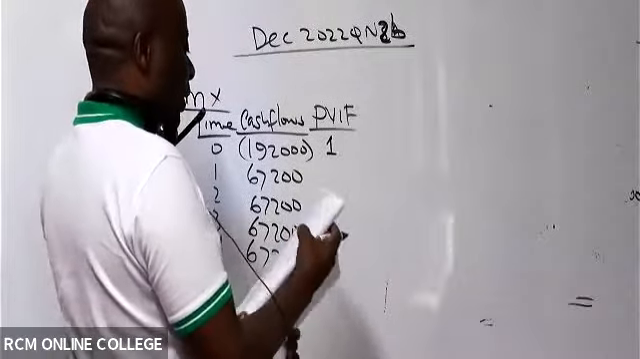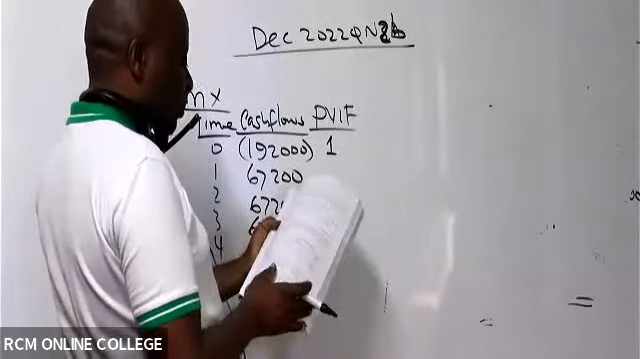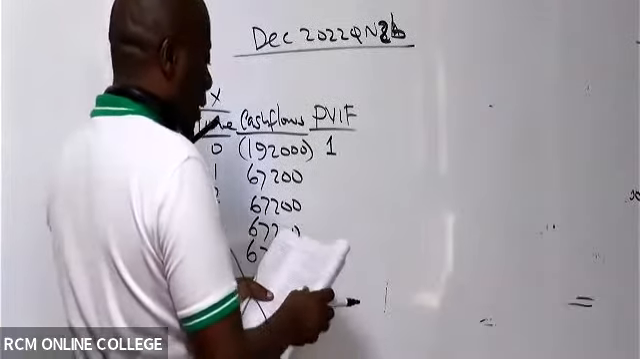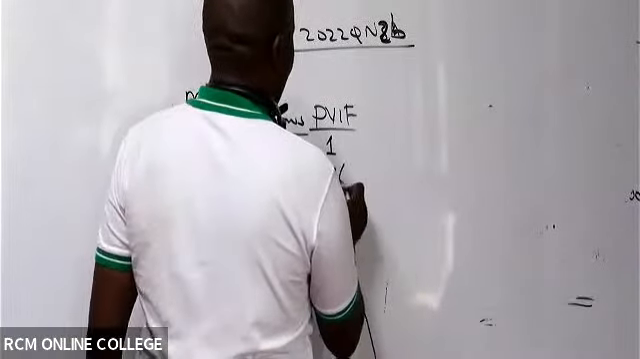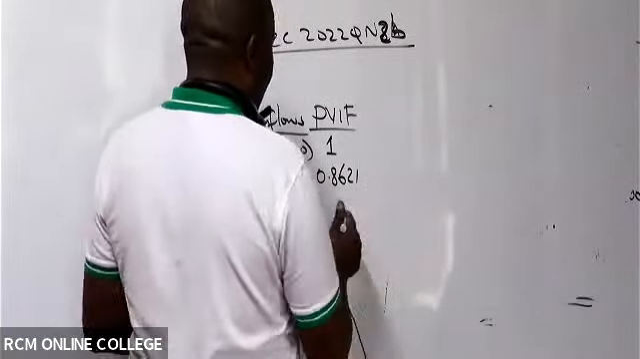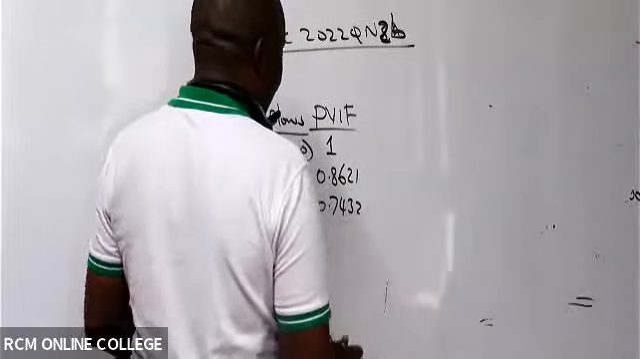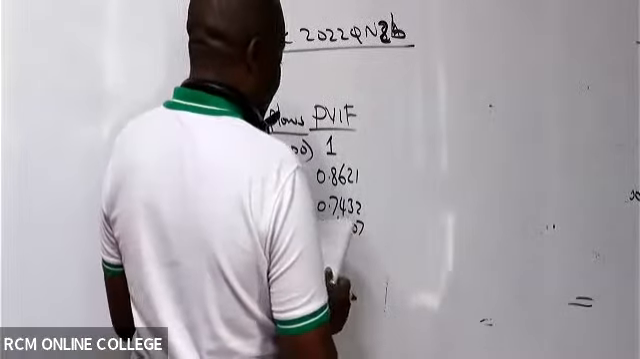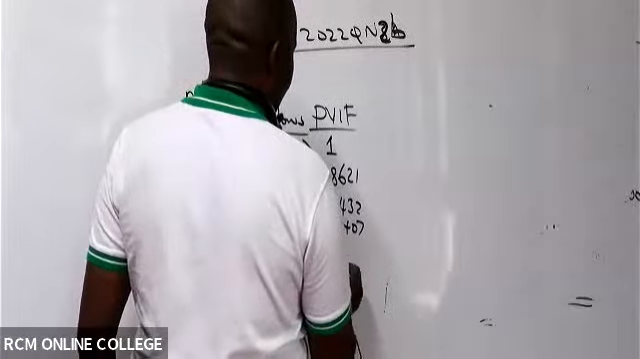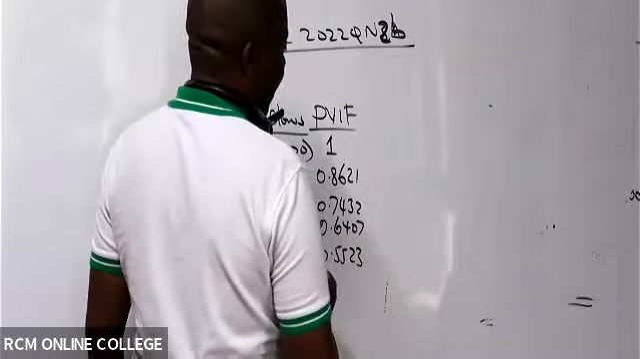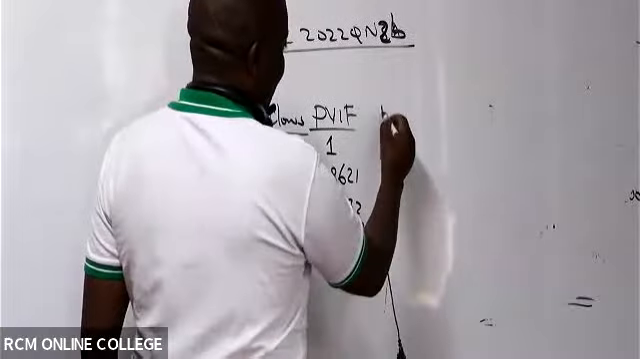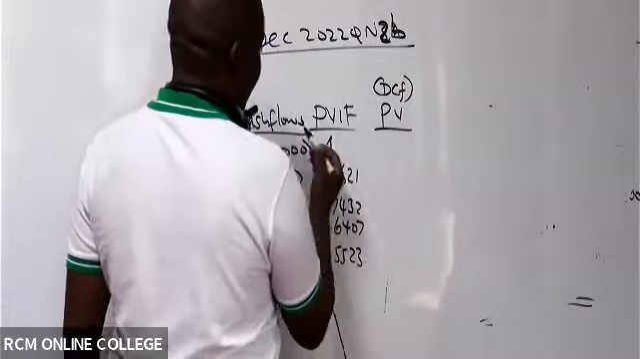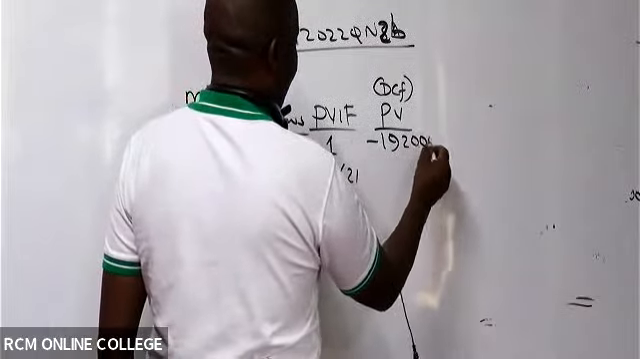And then you can see they have given me the other years' PVFs. The first one is 0.8621. Then we have 0.7432. Then we have 0.6407. Then, ladies and gentlemen, we have 0.5523. So can you be kind enough to give me the PV, which are the discounted cash flows? This times this gives me minus 192,000.